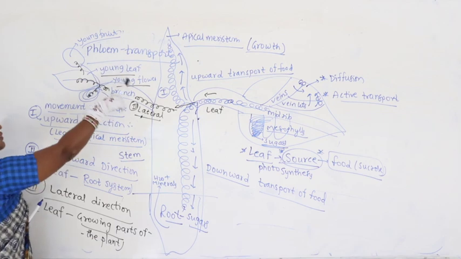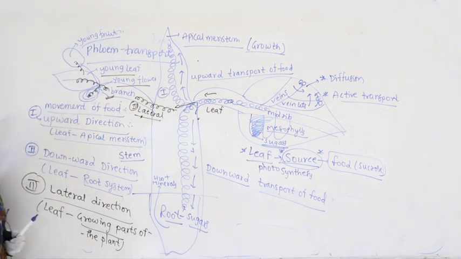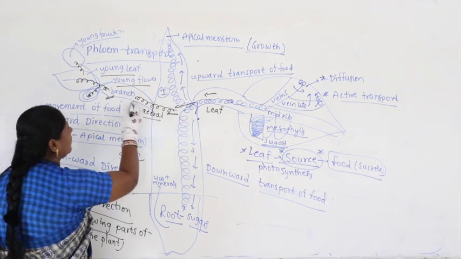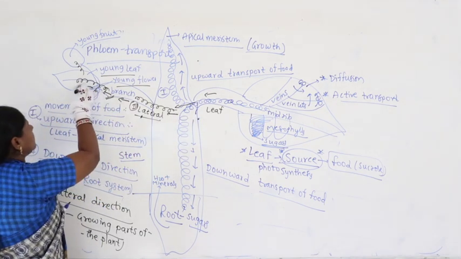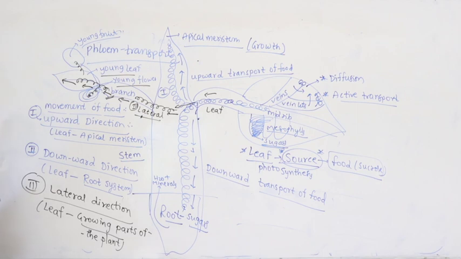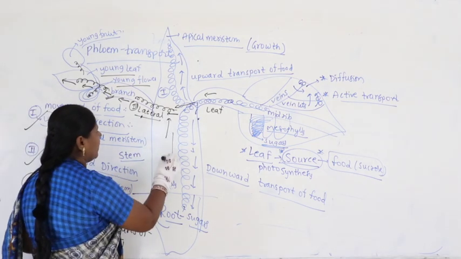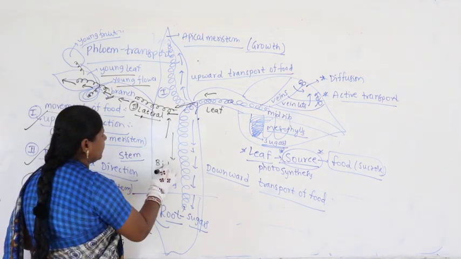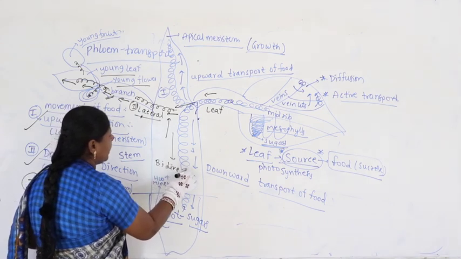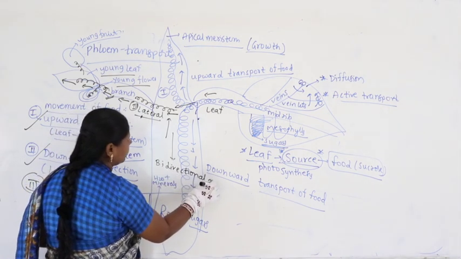You can take branch, flowers, leaf and the fruits. At that time what happens? The transportation occurs in the lateral direction. But mostly what occurs is upward direction and downward direction. That's why it is upward it is going, downward it is going. That is why we say the movement is a bidirectional movement.